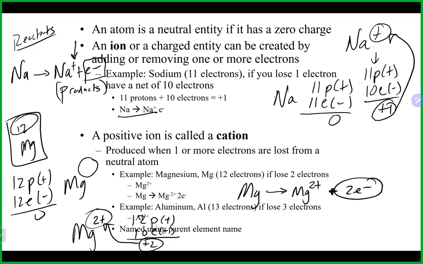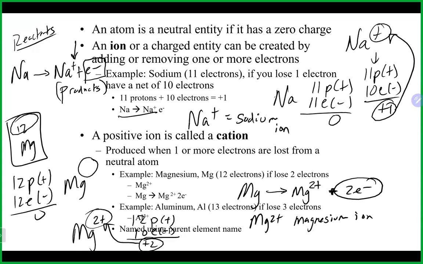All right. By the way, when we have ions and we want to name just the ion by itself that's positively charged, if it is not a transition metal, we just use the whole name of the element. So for example, Na plus would be referred to as the sodium ion. Mg2 plus would be referred to as the magnesium ion. And that is how you name just an ion that's positively charged by itself.